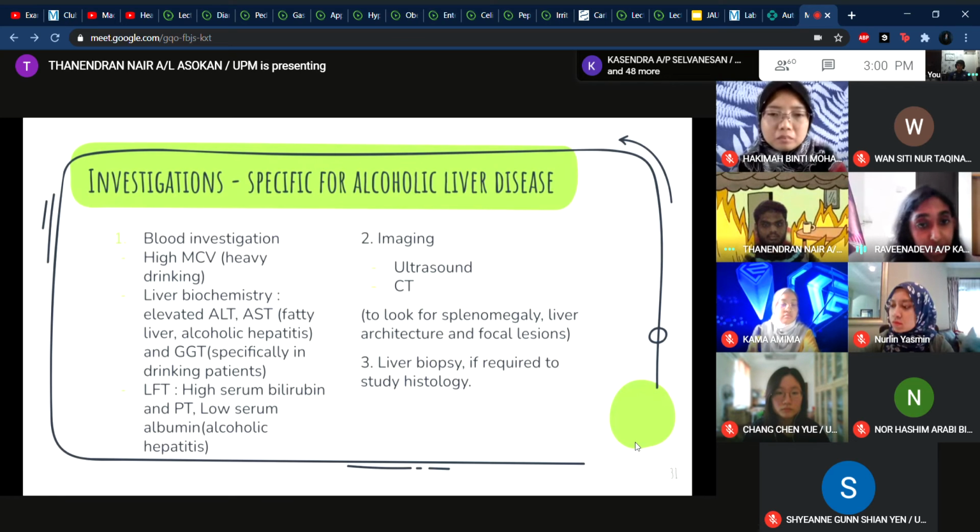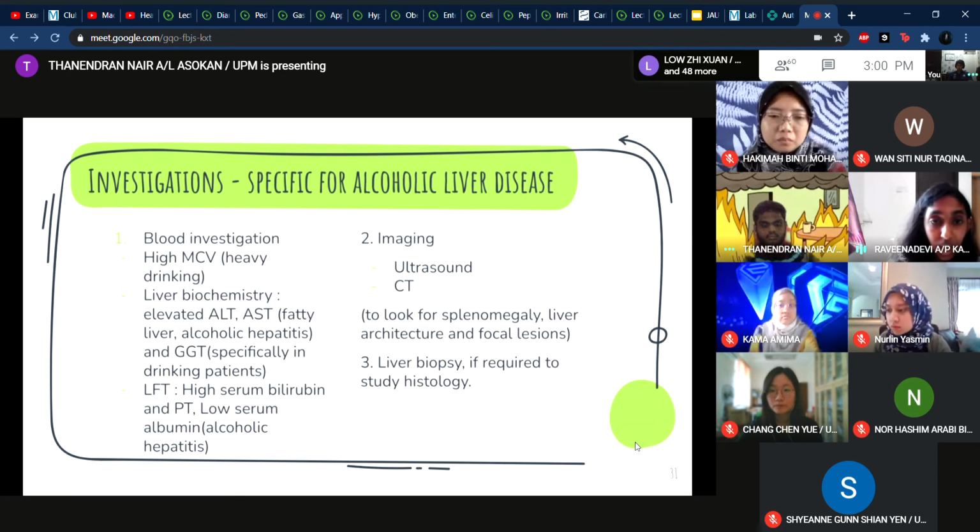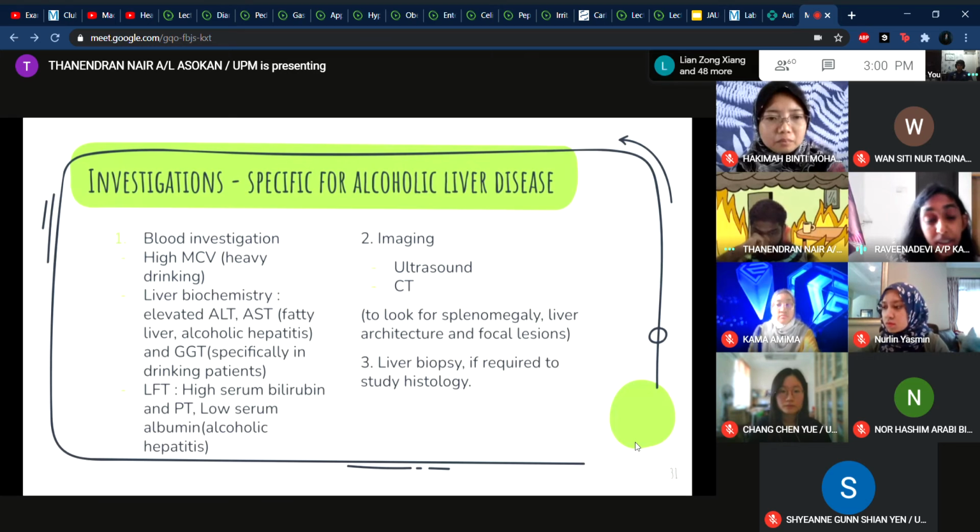Other than that, we can always do an imaging test to see the structure of the liver. An ultrasound and a CT scan are considered to look for splenomegaly, liver architecture, and focal lesions. The last investigation will be a liver biopsy, and this is only done if required to study the histology of the liver.